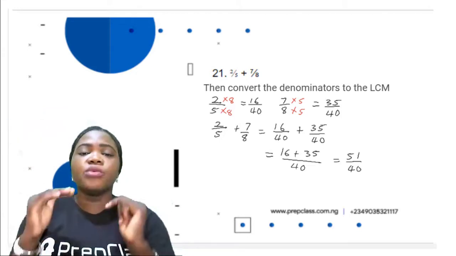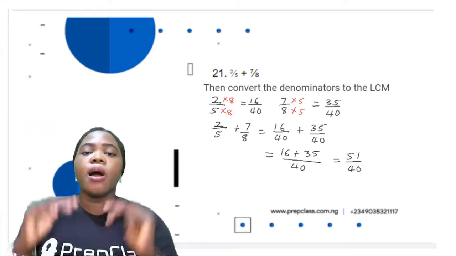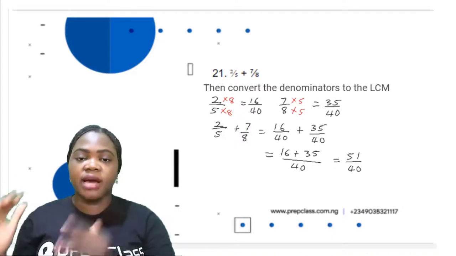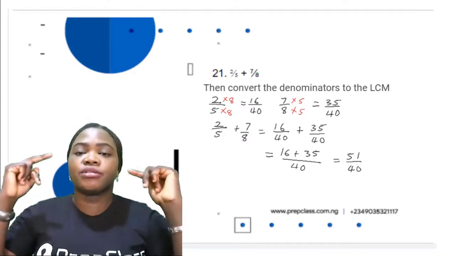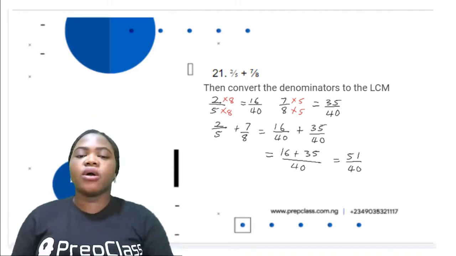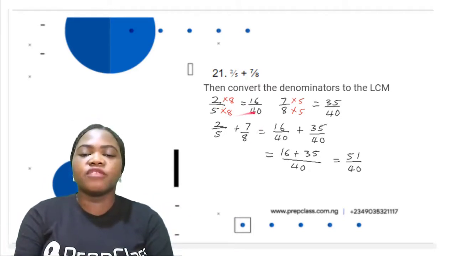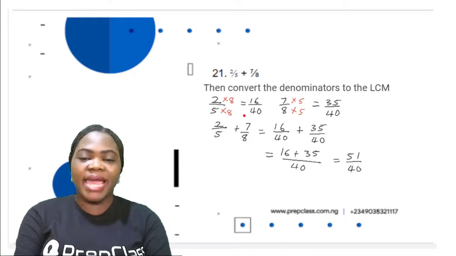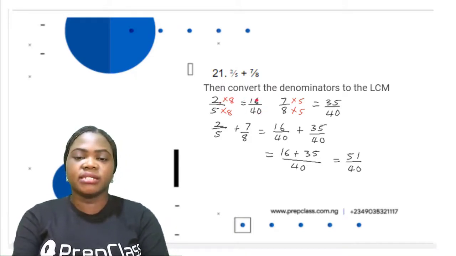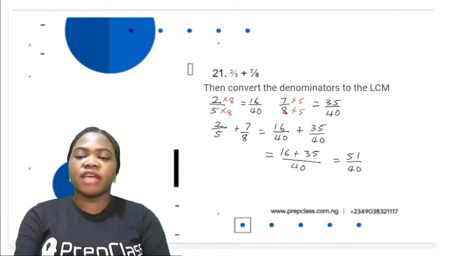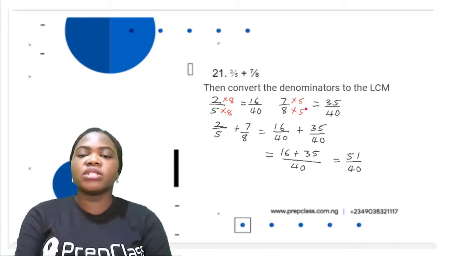How do we do this? We multiply the denominator by a number that would give us the LCM, and any number we multiply by the denominator, we must also multiply to the numerator. So 5 multiplied by what would give us 40? 5 multiplied by 8 gives us 40. So we multiply 2 by 8 as well to give us 16. For the second fraction, 7 over 8, 8 times 5 gives us 40. Then we multiply 7 by 5 as well to give us 35.